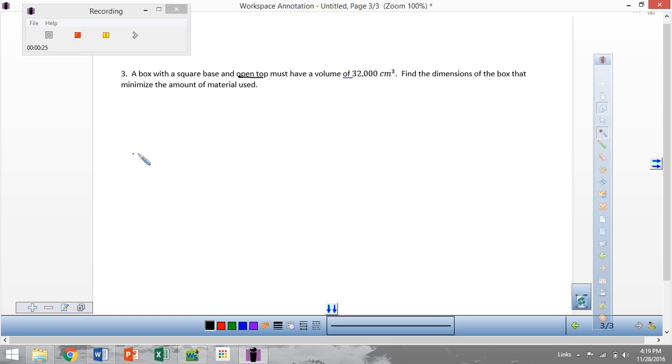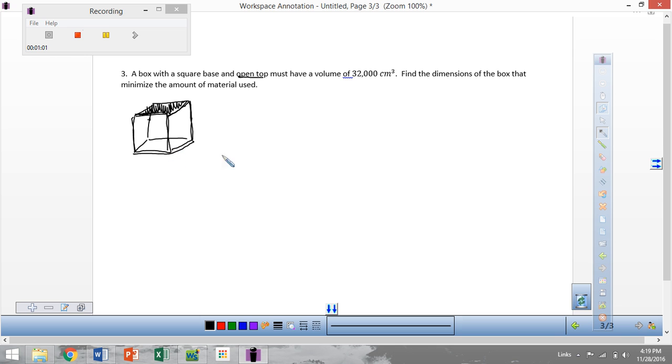So I've got some box here, and we're going to pretend like this is a good looking box, but I've got a box that's going to have to have a volume of 32,000 cubic centimeters, and I know that the top is open, so I'm just going to go ahead and kind of fill this in as if it did not have a top to it. Okay, so I've got this square box with no top.